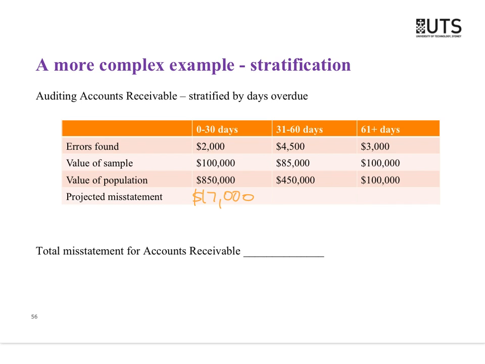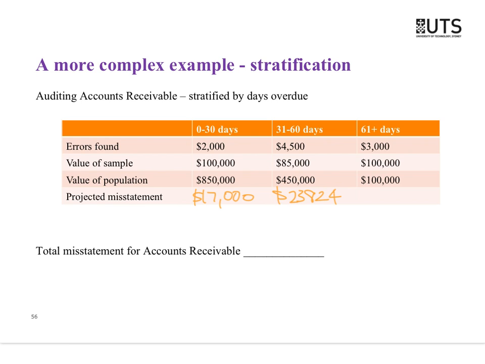17,000. Okay, my next one, I've got 4,500 divided by 85,000 times 450,000, which means I've got errors of, I'm going to round up to the nearest dollar here, 23,824. I've rounded up to the nearest dollar. And then in my last one, $3,000 here divided by 100,000.